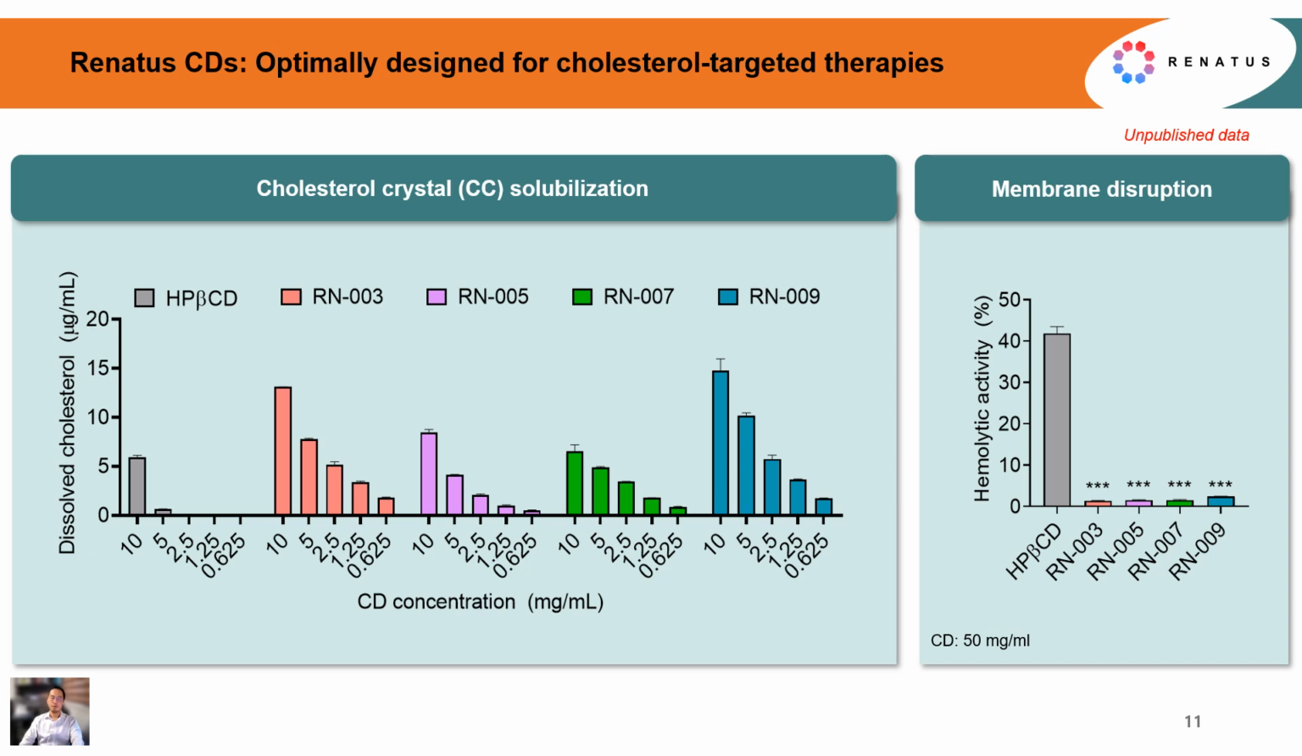However, hydroxypropyl beta-cyclodextrin has the highest tendency to extract cholesterol in the cell membrane and induce hemolysis due to membrane disruption. Renatus cyclodextrins, on the other hand, are designed to avoid targeting cell membrane cholesterol, enabling the selective removal of harmful intracellular cholesterol while reducing adverse events.